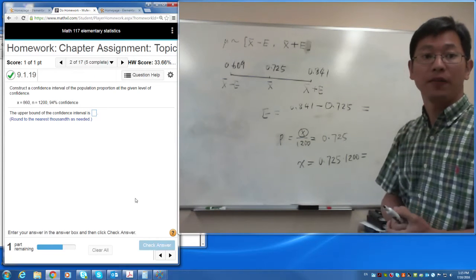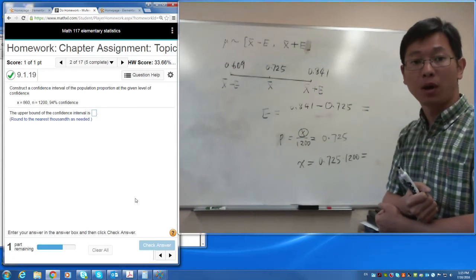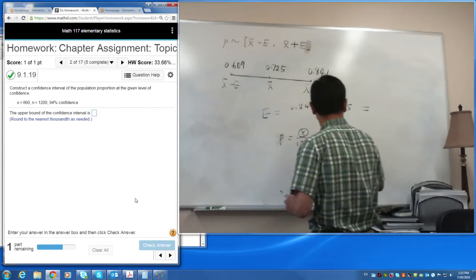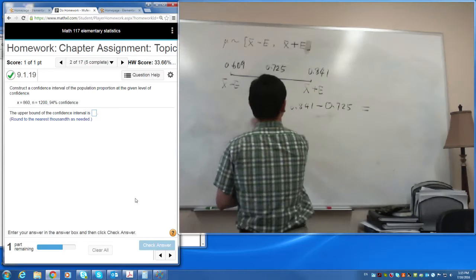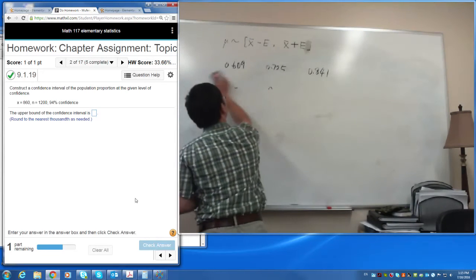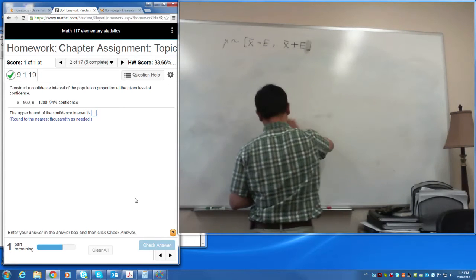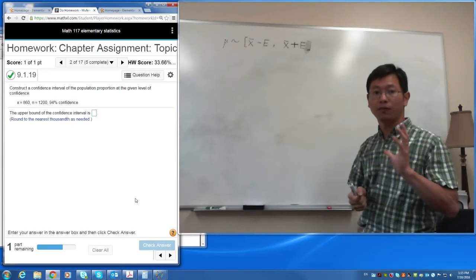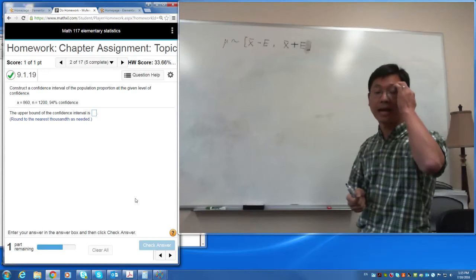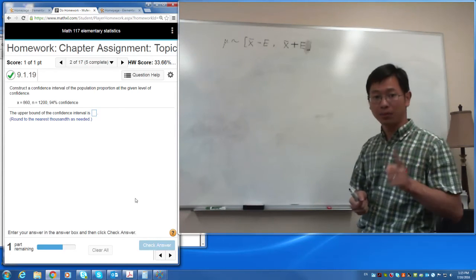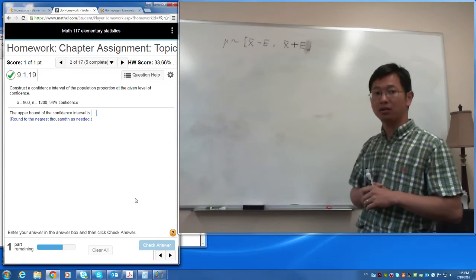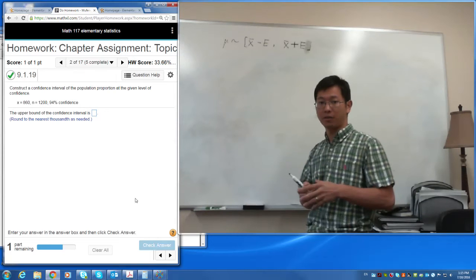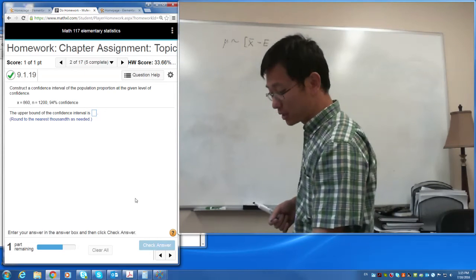Next one. Construct a confidence interval for the population proportion at the given level of confidence. And I want to let you know, in this section, chapter 9 is a little bit time consuming. You need to prepare at least 4 or 5 hours to finish the assignment. It has 17 problems. Each problem takes at least 5 to 10 minutes sometimes, okay?